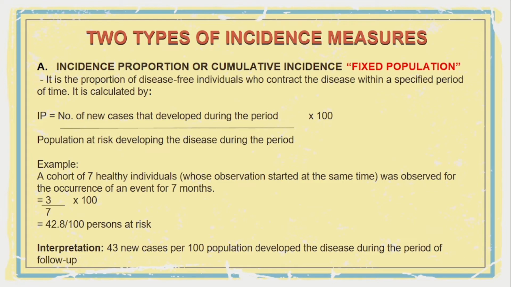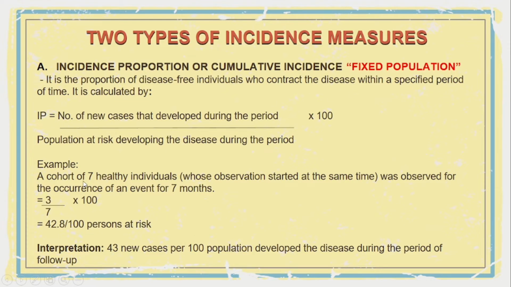So these are the two types of incidence measures, incidence proportion or cumulative incidence. Usually in a fixed population siya. So, di ba dito sa mga biostatistics and epidemiology natin, gumagawa tayo ng mga studies. Ito yun, sa fixed population ginagawa yung study. It is the proportion of disease-free individuals who contract the disease within a specified period of time and is calculated by this. In incidence proportion, ito yung pinaka-formula natin.